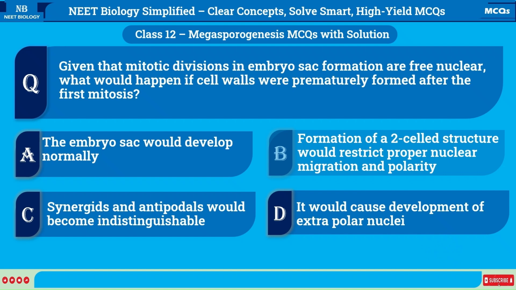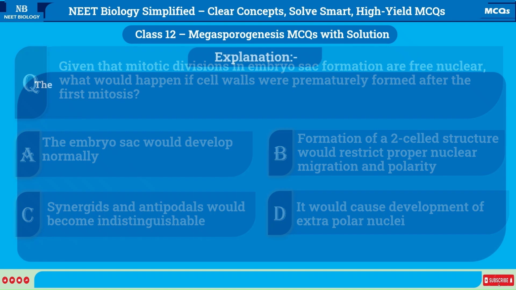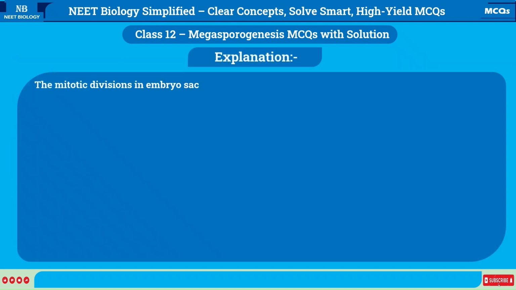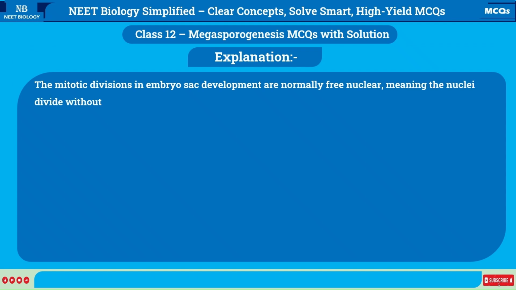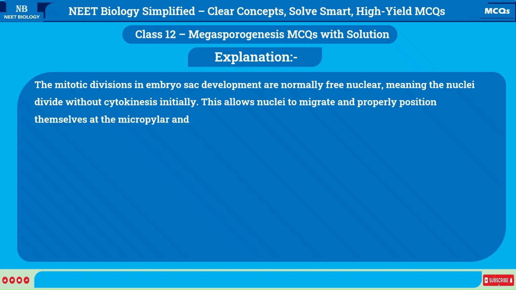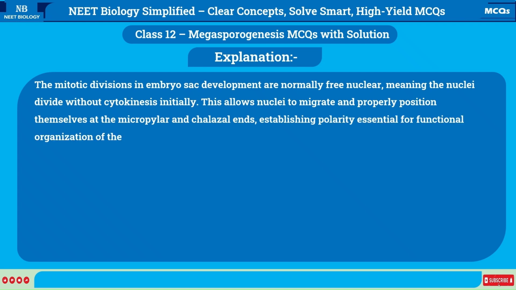Correct answer is B. Formation of a 2-cell structure would restrict proper nuclear migration and polarity. Explanation: the mitotic divisions in embryo sac development are normally free nuclear, meaning the nuclei divide without cytokinesis initially. This allows nuclei to migrate and properly position themselves at the micropylar and chalazal ends, establishing polarity essential for functional organization of the embryo sac.